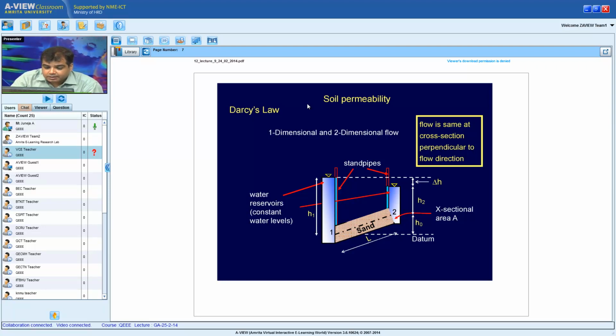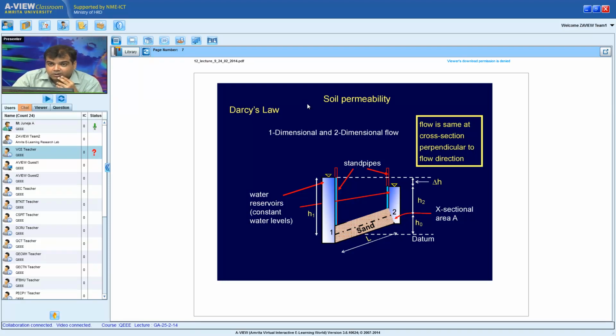At one end you have a water reservoir. What do you mean by reservoir? It just shows that this level will remain constant. The inverted triangle shows the upper level. So it is continuously being filled with water, but because of some overflow mechanism, this height will remain.